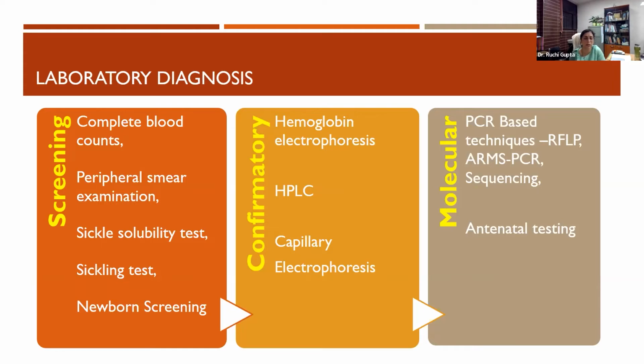Further, if you see what you want to see, that is the presence of those sickle cells, we'll go ahead and do a sickle solubility or a sickling test. And even newborn screening is an important part of screening. Then, to confirm our findings, we'll need specific tests which will document the presence of this abnormal hemoglobin, that is by either hemoglobin electrophoresis, HPLC, or capillary electrophoresis. I should have added isoelectric focusing as well. And molecular tests are usually not required for straightforward or clear-cut cases. But yes, we'll discuss where we have the role of molecular analysis.